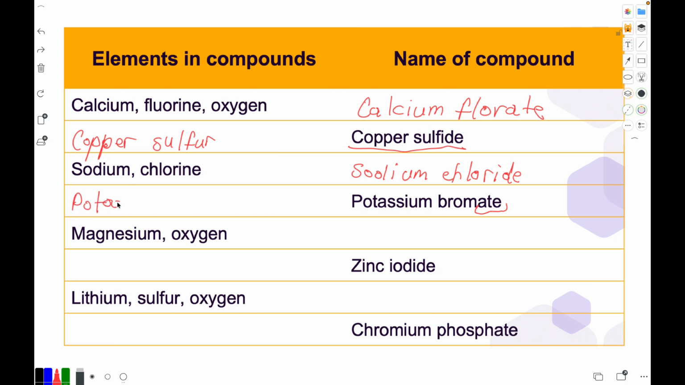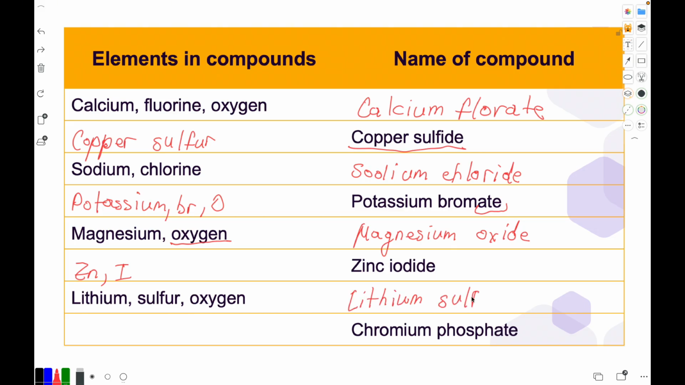Here we have potassium, bromine, and oxygen. Magnesium and oxygen. Here we have oxygen, but there is no other non-metal. That's why ending will be IDE: magnesium oxide. Zinc iodide. Here we have zinc and iodine. Lithium, sulfur, and oxygen. Metal is lithium and it contains oxygen, that's why ending will be lithium sulfate. Chromium phosphate. Ending is ATE. It means it contains chromium, phosphorus, and oxygen.